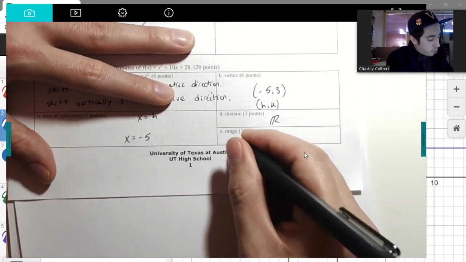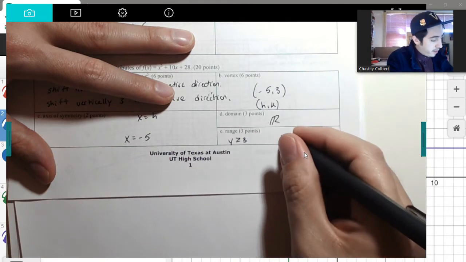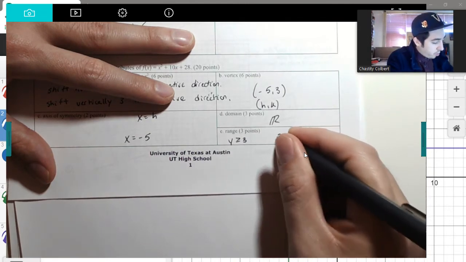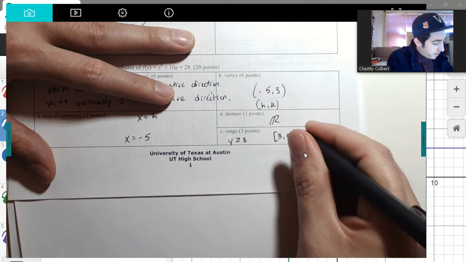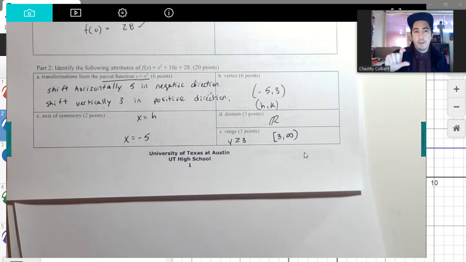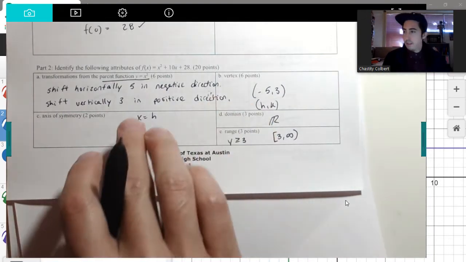So that means the range, you can say y is greater than or equal to 3. That would work. Or you could say the range is between 3 and positive infinity, where it can be 3, but it can't be positive infinity. So it can be a straight bracket, 3, comma, infinity, parentheses. That would be the range.